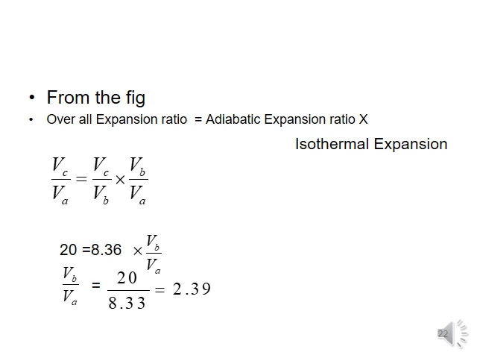Next, from the figure, the overall expansion is Vc by Va. So Vc by Va can be written as Vc by Vb into Vb by Va. The overall expansion ratio given in the data is 20, and from C to B we calculated the expansion ratio as 8.36. So Vb by Va, the isothermal expansion ratio, is equal to 20 divided by 8.36, which gives 2.39.